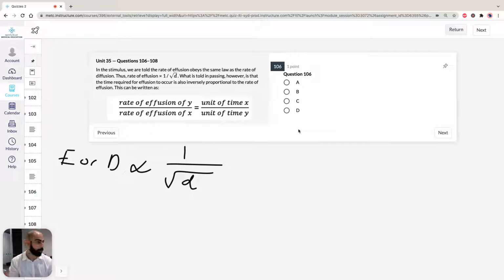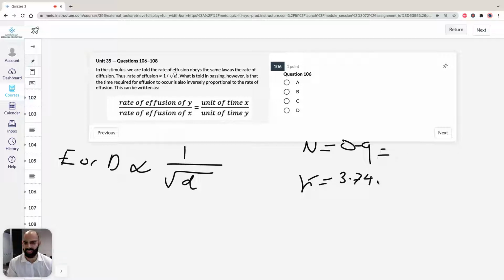For 106, we're told to find the relationship or the difference between the rates of neon and krypton. The densities of neon and krypton are 0.9 and 3.74 kilograms per meter cubed. We don't have to write the units for this question, as we don't need them to answer it. The most important thing is to find a number that's easily square rooted so we can calculate the rate of diffusion.